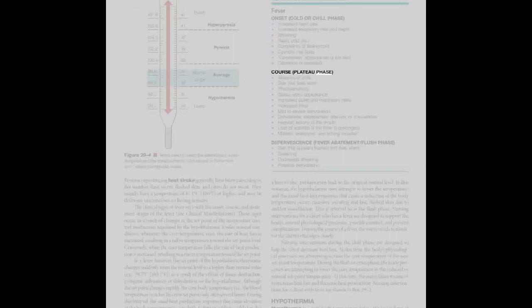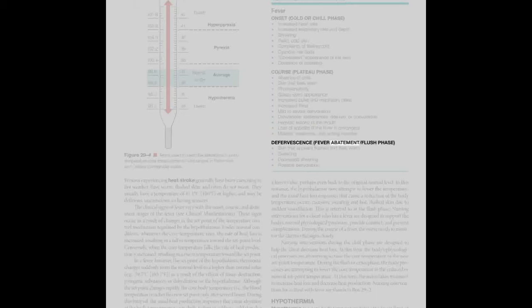Course, plateau phase: absence of chills, skin that feels warm, photosensitivity, glassy-eyed appearance, increased pulse and respiratory rates, increased thirst, mild to severe dehydration, drowsiness, restlessness, delirium, or convulsions, herpetic lesions of the mouth, loss of appetite. If the fever is prolonged, malaise, weakness, and aching muscles.